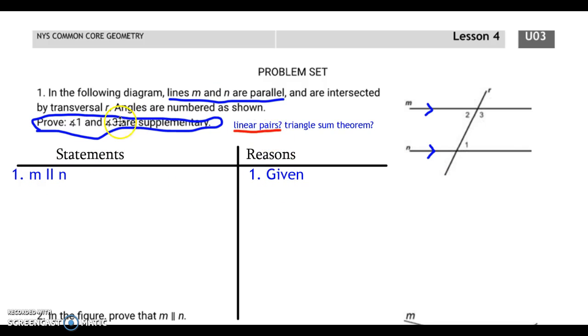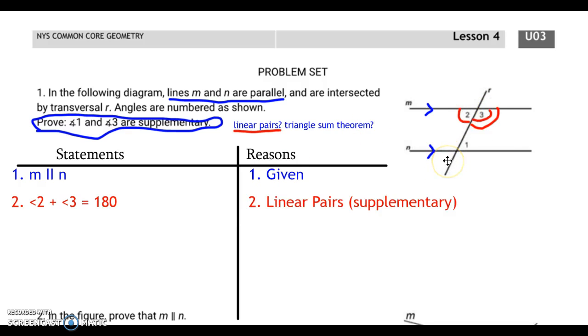The next thing I decided to do was choose linear pairs as my method of solution because I see a linear pair right here. I don't see any triangles. So angles 2 and 3 must be supplementary because they're a linear pair. So angles 2 and 3 are equal to 180.